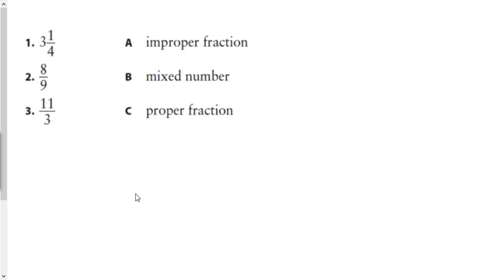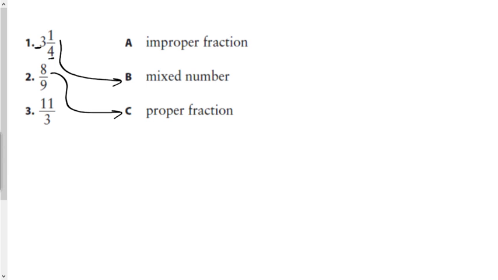All right, this is grade 8, chapter 6, practice review of fraction operations from your Mathlinks 8 textbook. The first 3 questions are simply your match for definitions. The first one says 3 1/4. What is that? That is a mixed number because it contains both a whole number and a fraction.